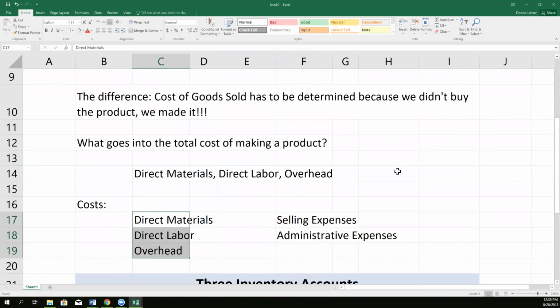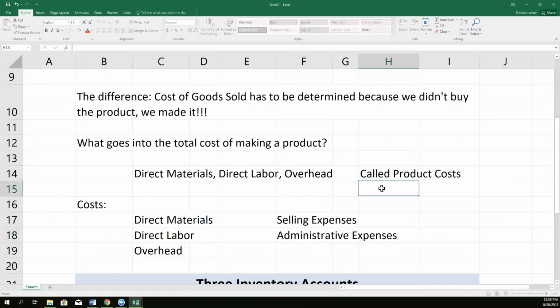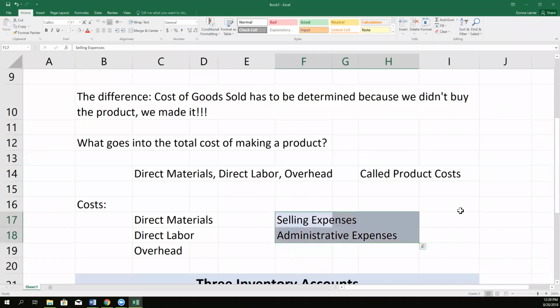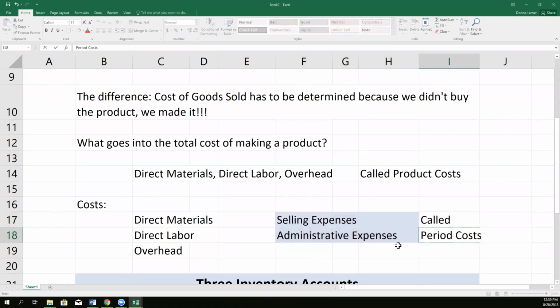So these three are called product costs. These two here, let's highlight them, are called period costs. Selling and administrative expenses are called period costs because they're recorded for a period of time.